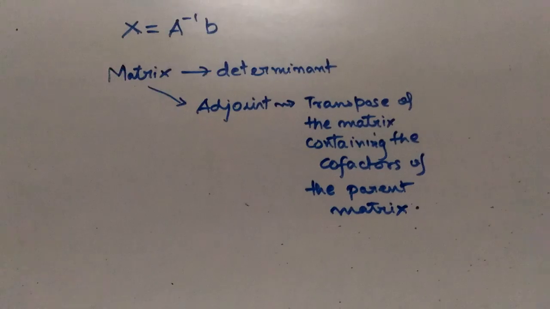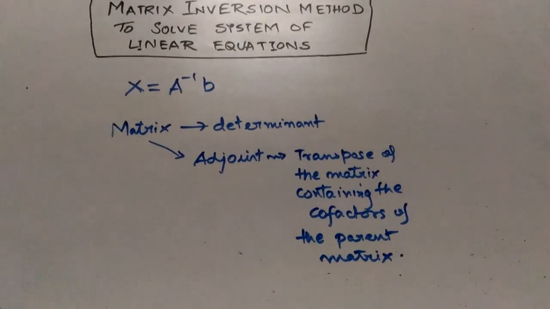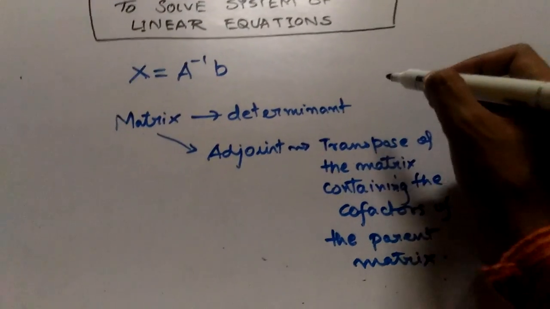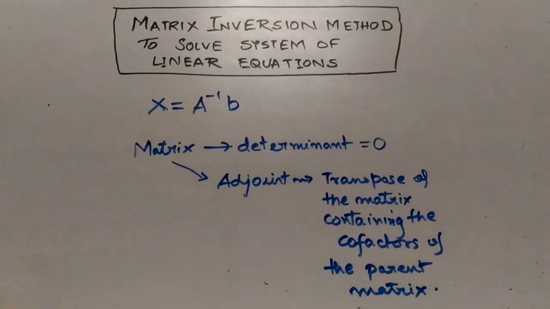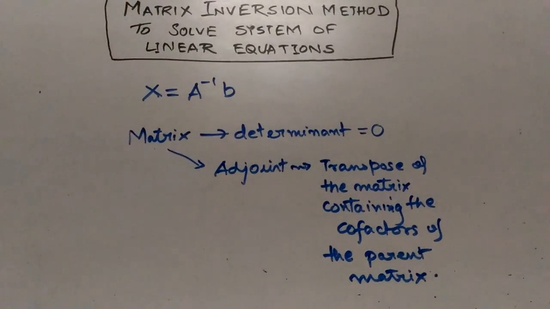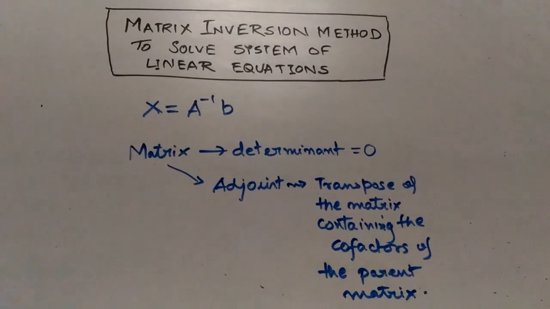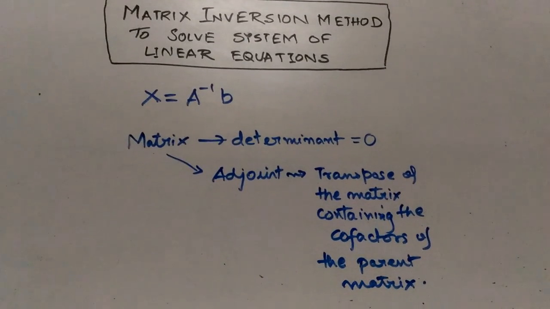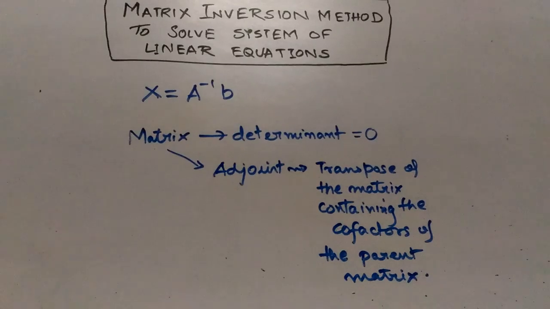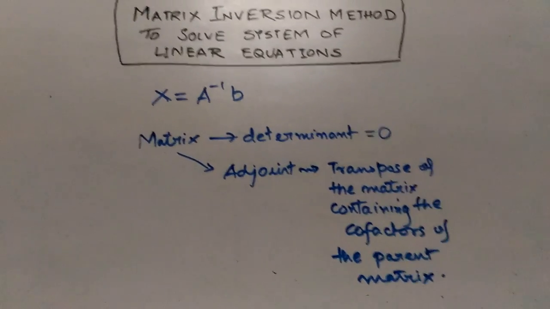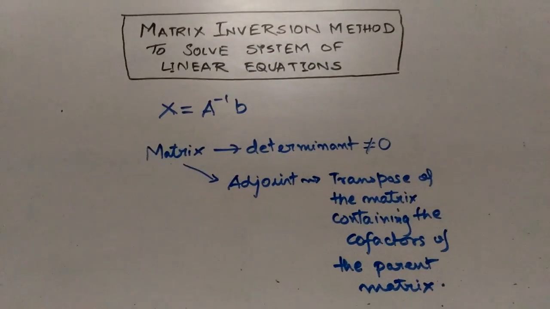After finding the determinant and the adjoint of the matrix, we need to inspect whether the determinant is equal to 0. If the determinant is equal to 0, then the matrix is known as a singular matrix, and in that case we can't find the inverse of that matrix. So for finding the inverse, the matrix needs to be non-singular, that is, the determinant is not equal to 0.